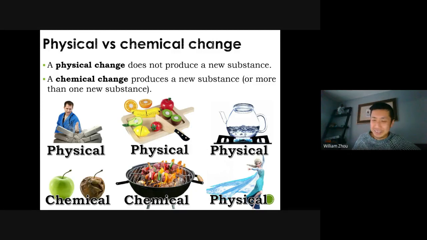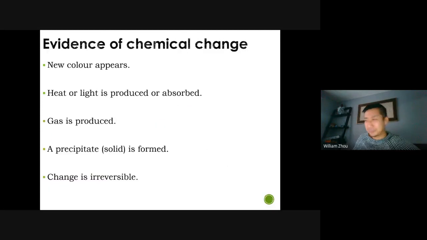Glue it. Yeah, I don't think gluing the apple is productive.